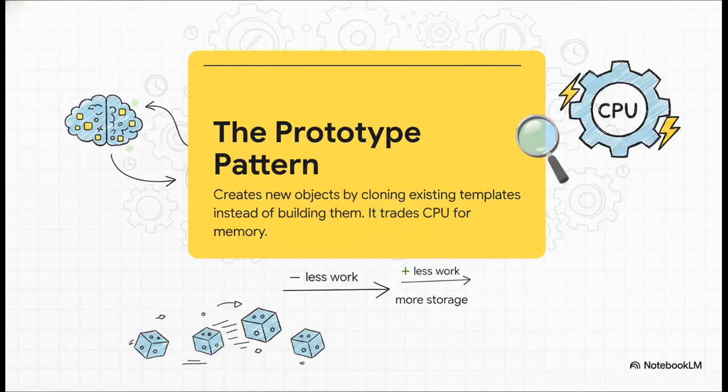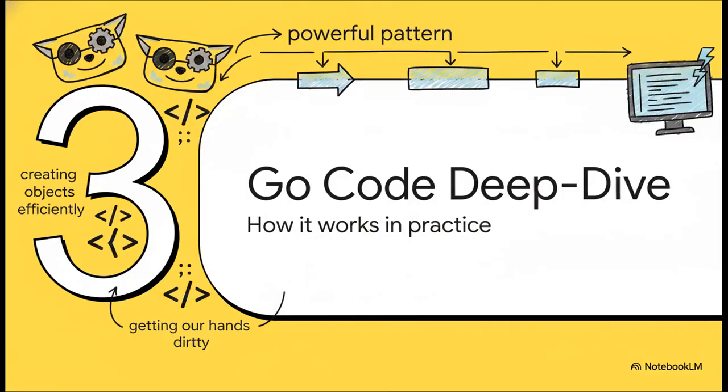And that's really the formal definition right there. The prototype pattern is all about cloning existing templates instead of building them from scratch. It's a classic engineering trade-off. You're trading a little bit of memory to hold on to that pre-built template, but in return, you're saving a ton of computation time, and believe me, it's a trade you'll want to make. Okay, enough theory. Let's get our hands dirty and see what this actually looks like in Go. You might be surprised by how simple the code is.